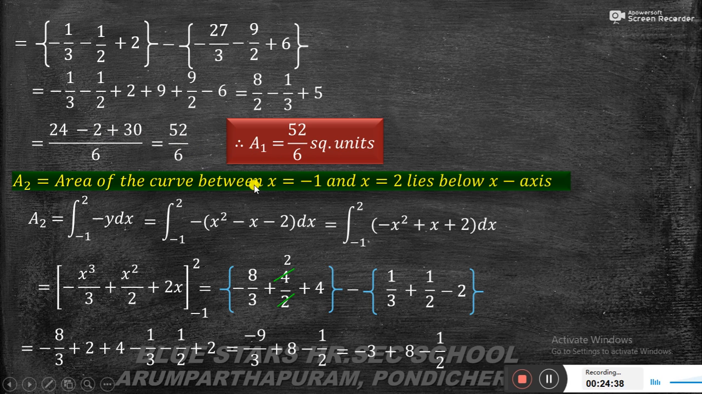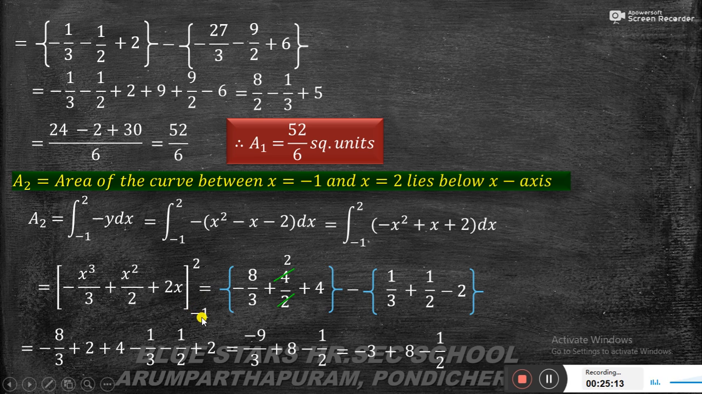A2 means area of the curve between x equal to minus 1 and x equal to 2, which lies below the x-axis. So lies below x-axis means A2 equal to integral minus 1 to 2 of minus y dx. The formula is minus of y, where the y equation is x square minus x minus 2 dx. Therefore, integral minus 1 to 2, you multiply the minus into the factor: minus x square plus x plus 2 dx. Integration of x square is x cube by 3, plus integration of x is x square by 2, plus integration of 2 is 2x.